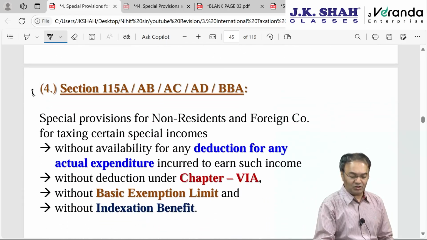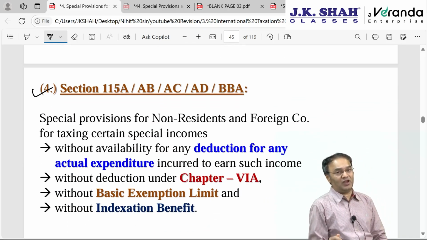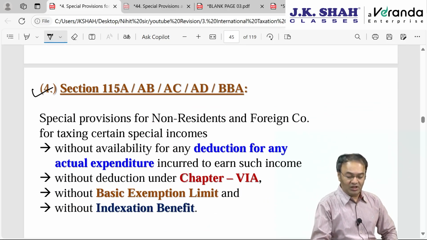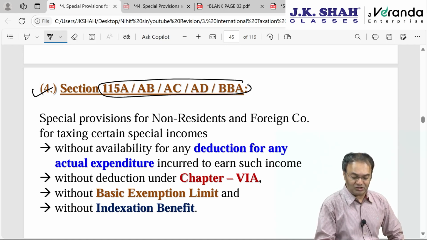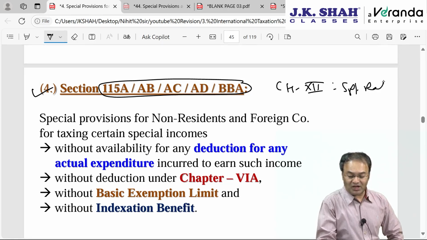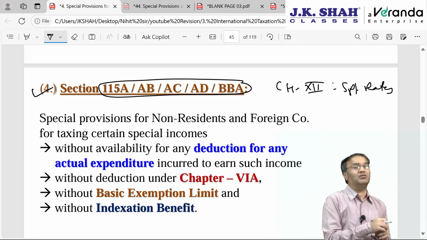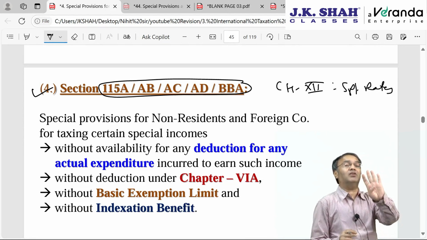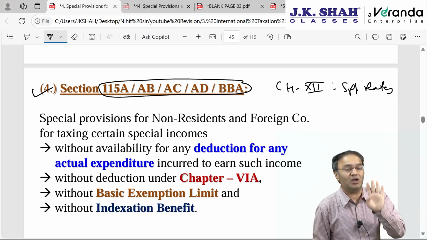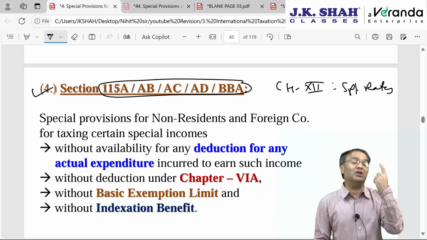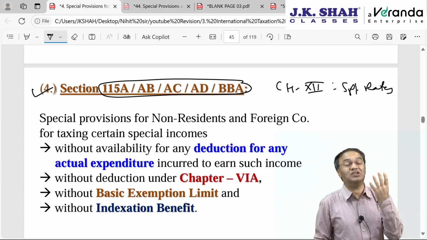Then the next is section 115A, 115AB, AC, ACA, AD, BBA. These are the sections which we discussed in chapter 12. Chapter 12 was the special rates of tax chapter. Special rates of tax chapter we spent a lot of time discussing. Here there were around 17-18 incomes given which were to be computed by applying 4 glasses of restriction. 4 restrictions, 4 glasses of bitter gourd juice. If you recollect, which 4 bitter gourd juices, which 4 restrictions.